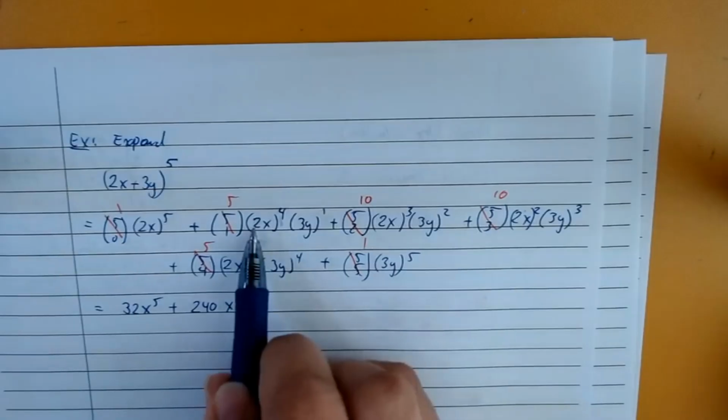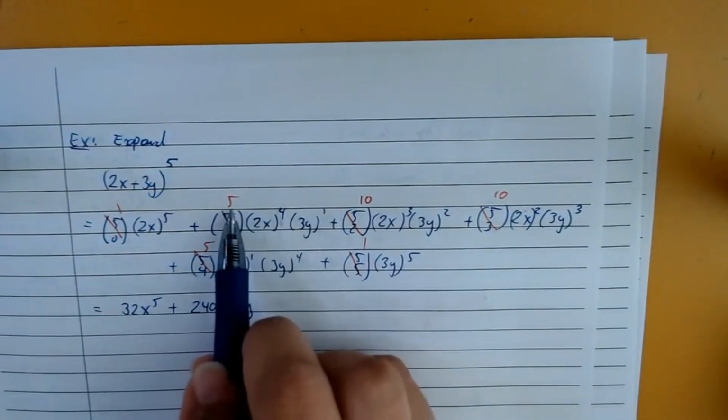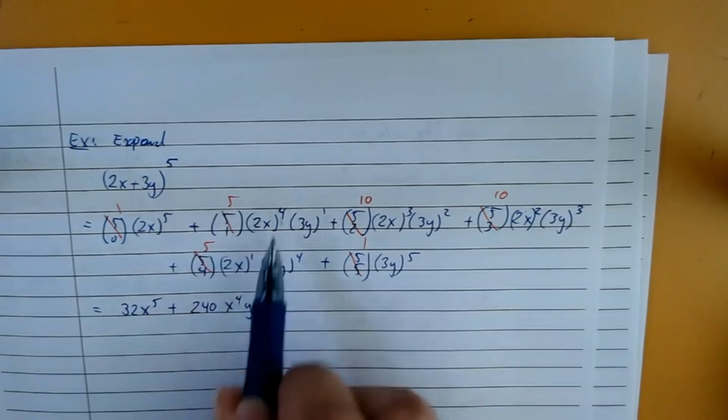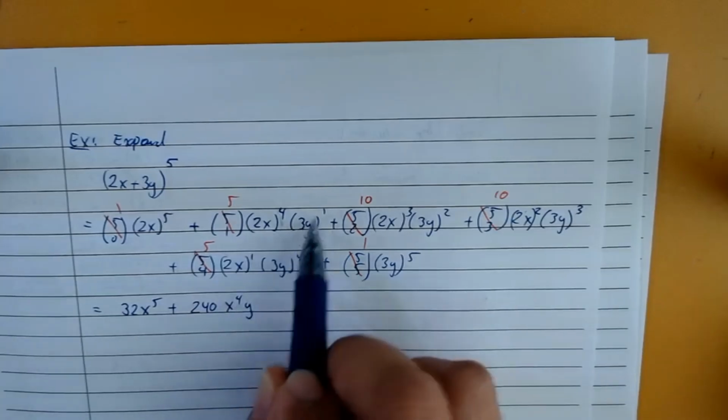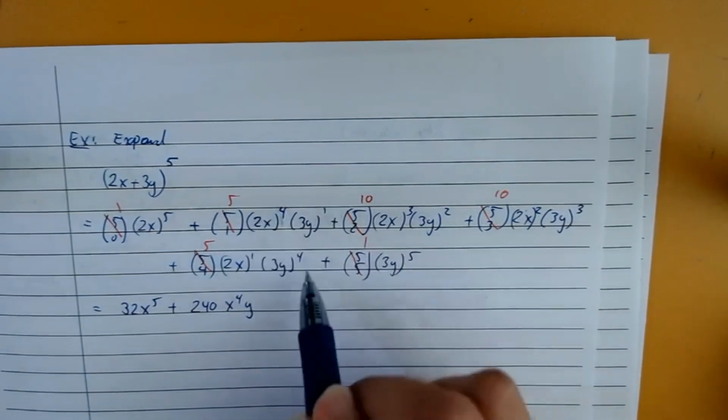You see how that's working? 2 to the 4th is 16, so you're just multiplying your numbers. 16 times 5 is 80, times 3 is 240. X to the 4th and y to the 1st. Don't really worry about the numbers and the variables, just keep those powers.